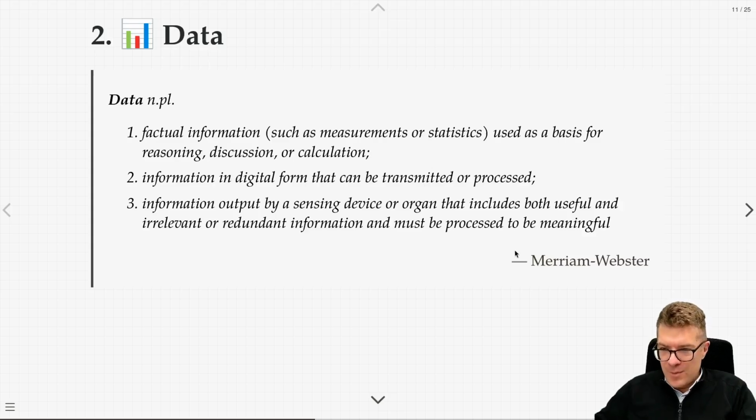Anyway, Merriam-Webster, clickable here, defines it as factual information such as measurements or statistics used as a basis for reasoning, discussion, or calculation. And that's more or less the definition we'll take in this course. The other definitions, which you're free to read yourself, kind of play into this. So information that is just stored on a computer, that is transmitted over the network, is also data, but we're going to use that data to make decisions based on accurate reasoning, based on correct calculations.